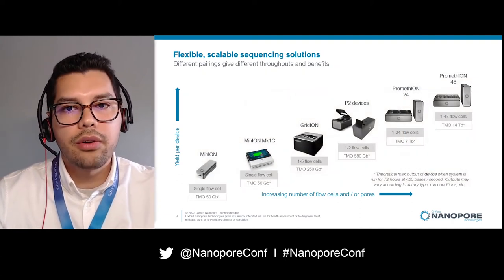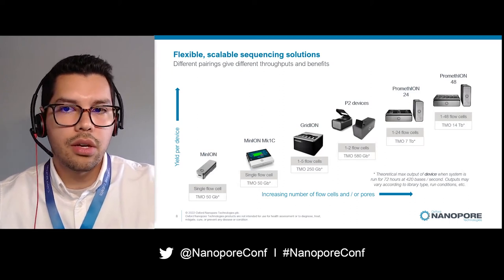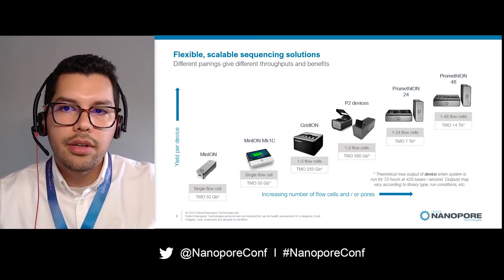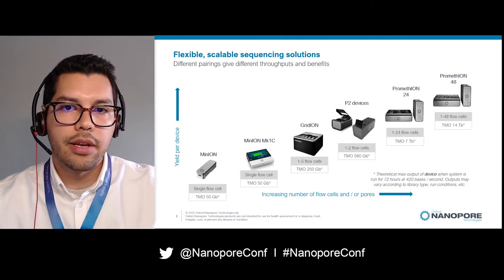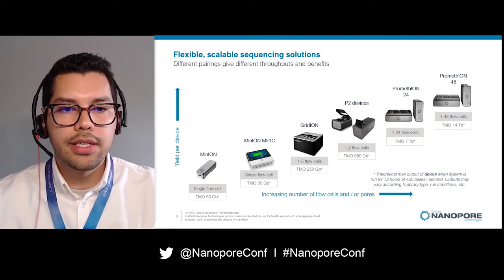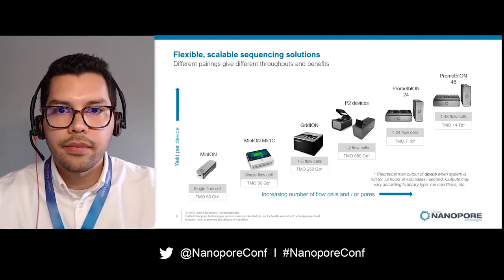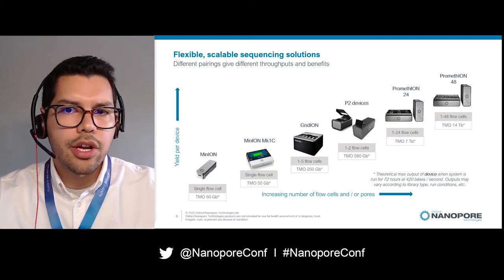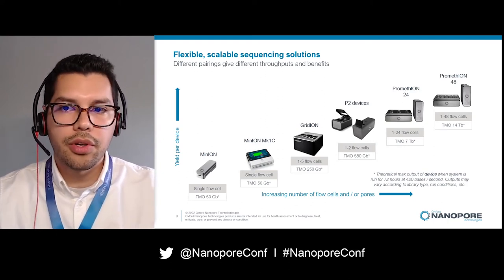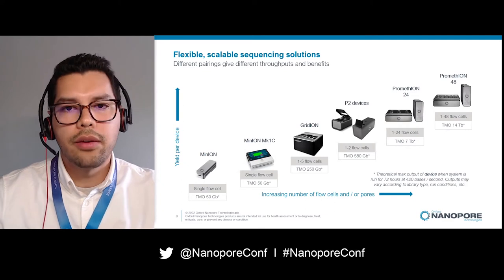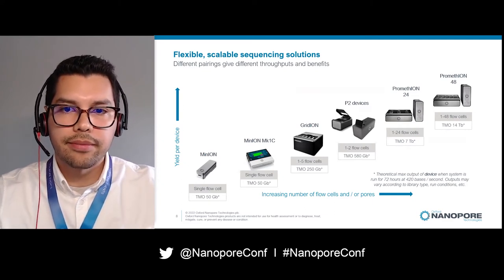So not only do the number of pores scale according to flow cell types, but the number of flow cells that can be run in parallel also scale to your needs depending on the device type. This plot gives you a general overview of the total throughput you can achieve per device, and we'll see more details per device shortly.